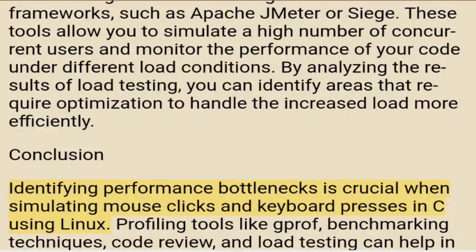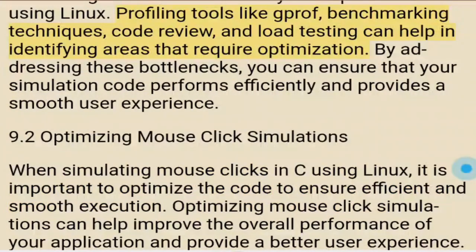Conclusion. Identifying performance bottlenecks is crucial when simulating mouse clicks and keyboard presses in C using Linux. Profiling tools like gprof, benchmarking techniques, code review, and load testing can help in identifying areas that require optimization. By addressing these bottlenecks, you can ensure that your simulation code performs efficiently and provides a smooth user experience.